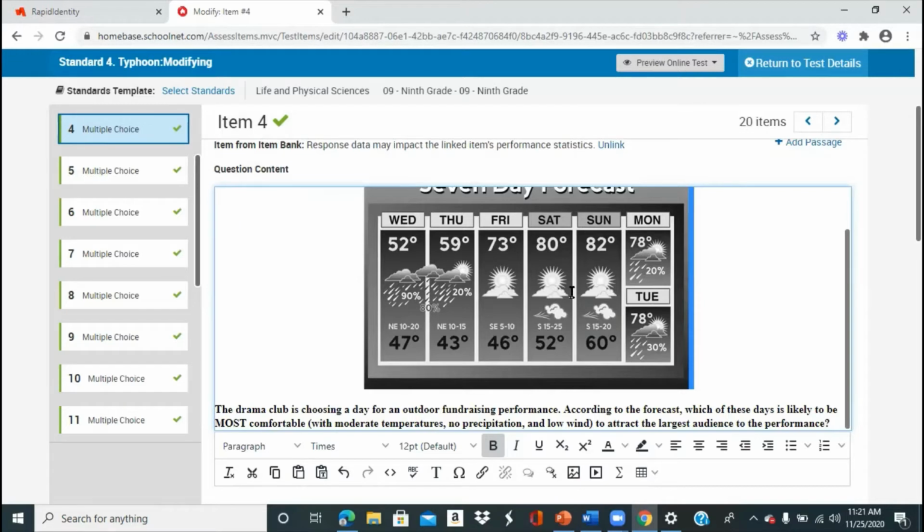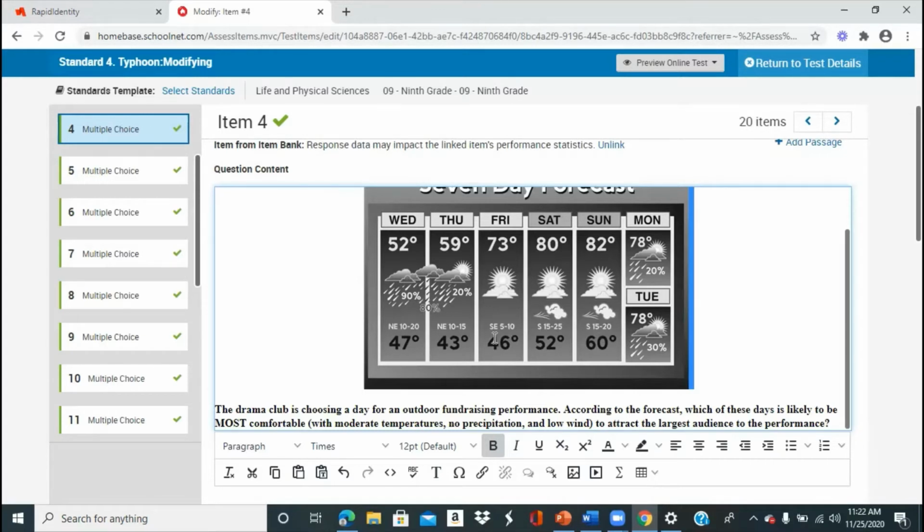Apparently, when we say comfortable weather, the wind should blow in a very minimal amount. Saturday and Sunday show fair weather, but the wind is not favorable for an outdoor drama club activity, because things might fly, or things may happen that are beyond our control due to the strength of the wind in the area.